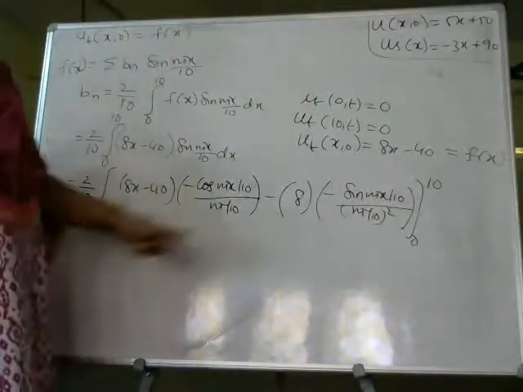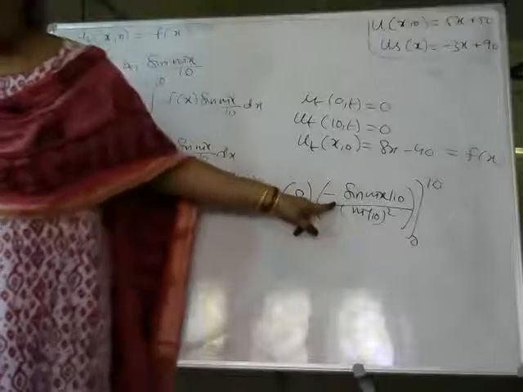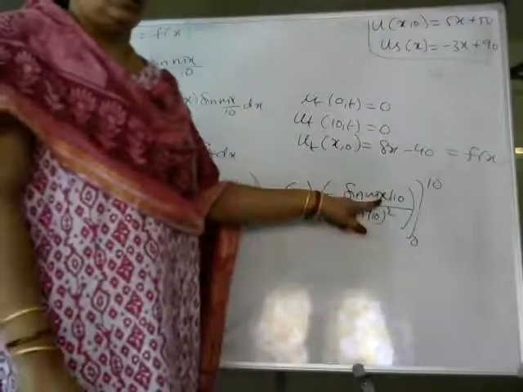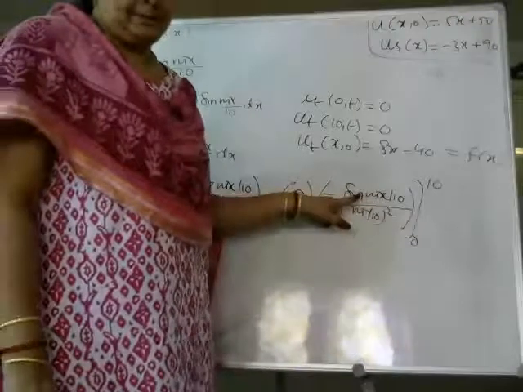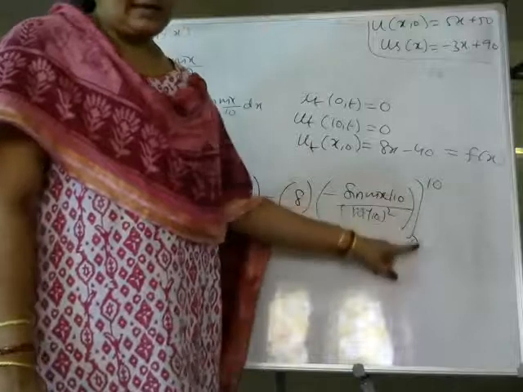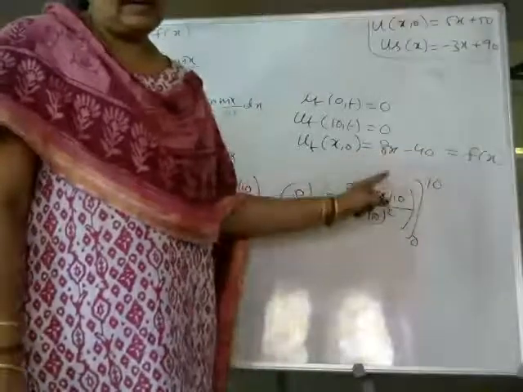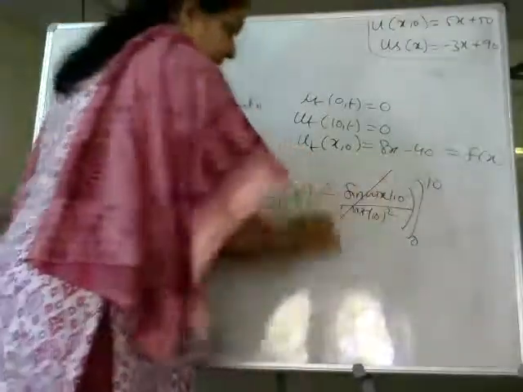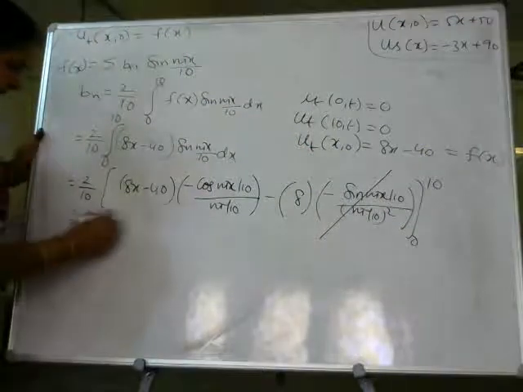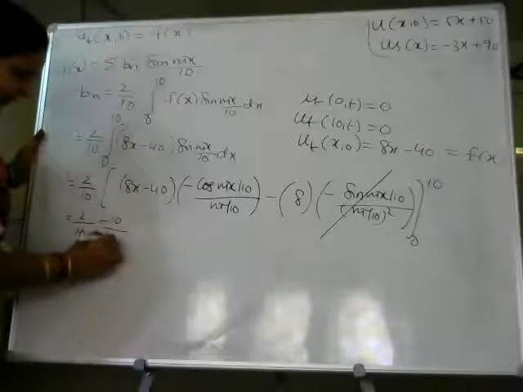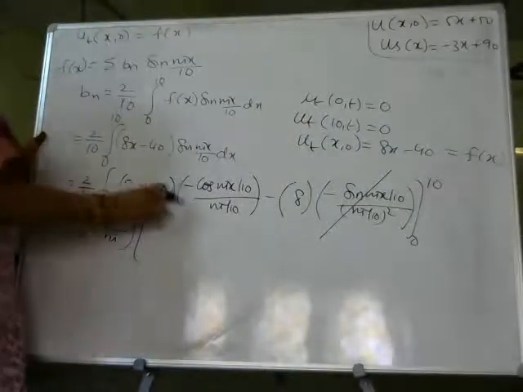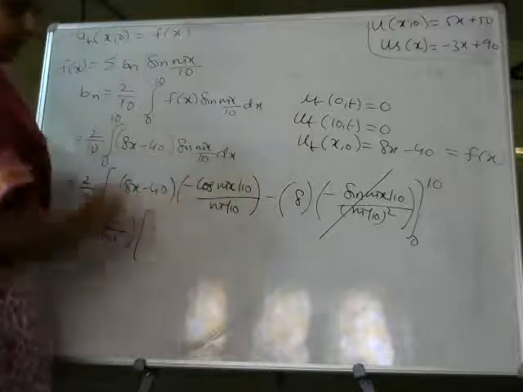So you can observe here that in the second part, if you take x equal to 10, the upper limit becomes sin n pi. If you take the lower limit x equal to 0, it becomes sin 0. We know sin n pi is 0 and sin 0 is 0, so we'll cancel this term. So this is 2 by 10, minus 10 by n pi, I'll take it out as a constant. Now we substitute this function at the upper limit minus this function at the lower limit.